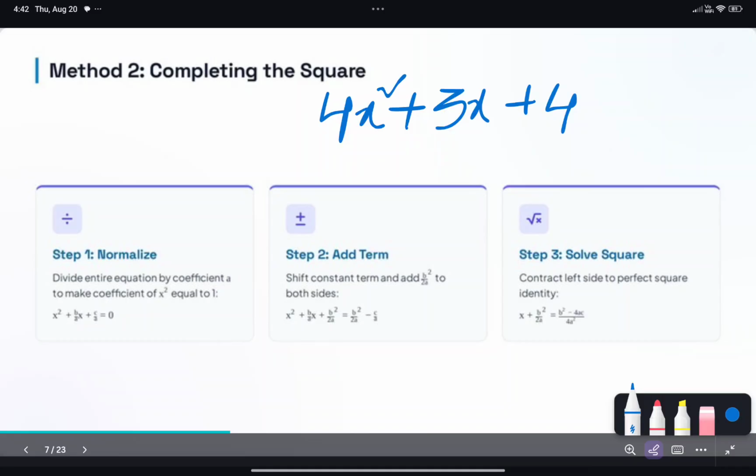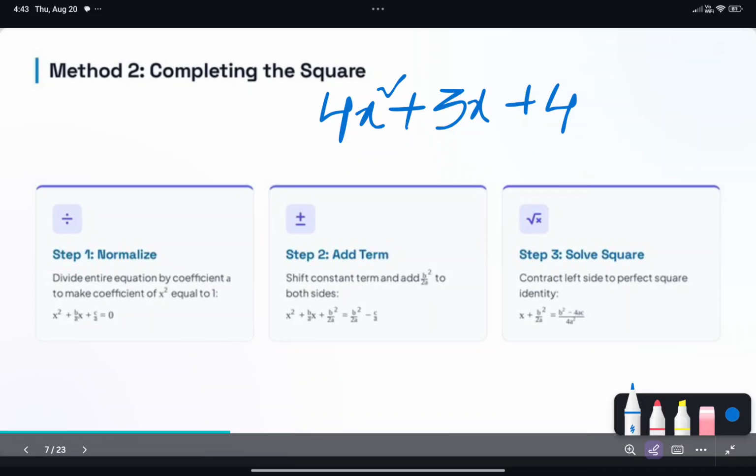Divide the entire equation by coefficient a. We don't know here what the a value is? It's 4 only. ax square plus bx plus c. Here the a. Yes or no?